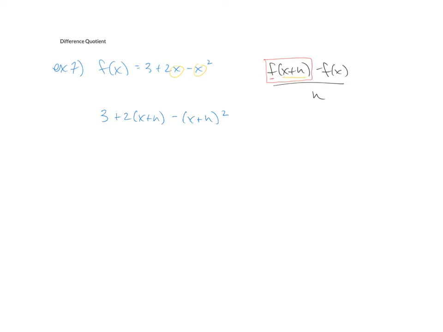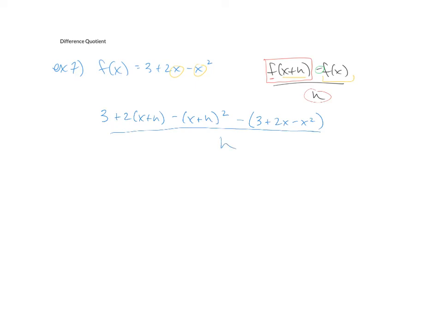Now, continuing down with the difference quotient, we have our minus, so I'll put a minus there, followed by the actual function itself. So be a little careful here. It'll always be subtracting the entire original function, so we'll need to put those parentheses around there and make sure we distribute the negative. And then finally, all of that is over h. So I'll put an h on the bottom there.